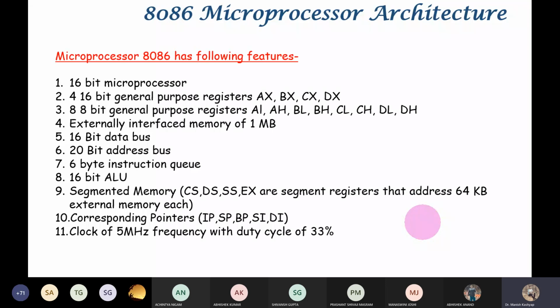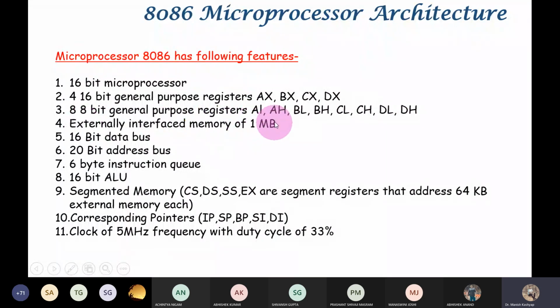Now, these are the important points that we have studied today. Microprocessor 8086 has the following features. It is a 16-bit microprocessor. It has four 16-bit general purpose registers AX, BX, CX, and DX, and it has eight 8-bit general purpose registers: A lower, A higher, B lower, B higher, C lower, C higher, and D lower, D higher.